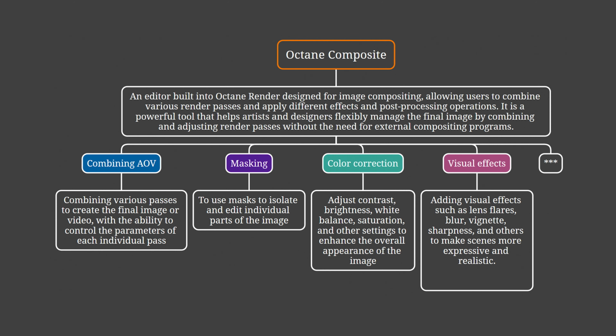Octane compositing allows you to combine different passes to create the final image or video. At the same time, it is possible to control the parameters of each individual pass. Use masks to isolate and edit individual parts of the image. Perform color correction, adjust contrast, brightness, white balance, saturation, and other settings to improve the overall appearance of the image. Add visual effects such as glare, blur, vignette, sharpness, and others to make scenes more expressive and realistic.